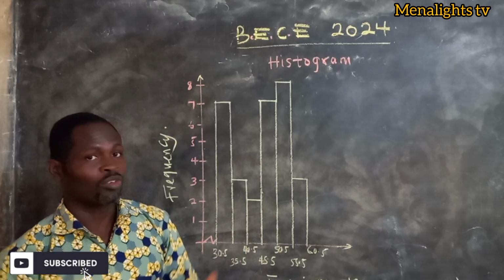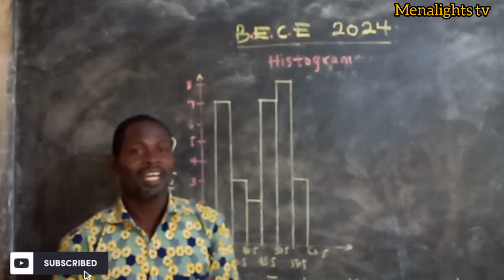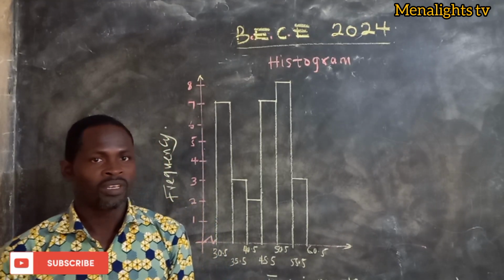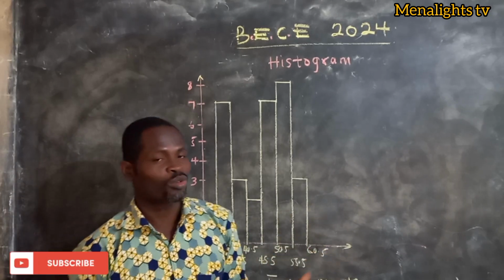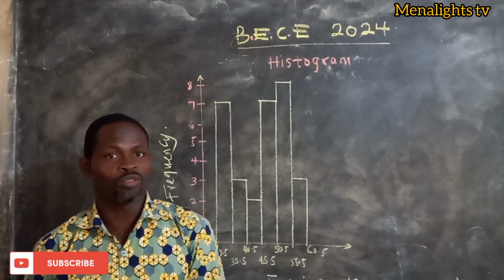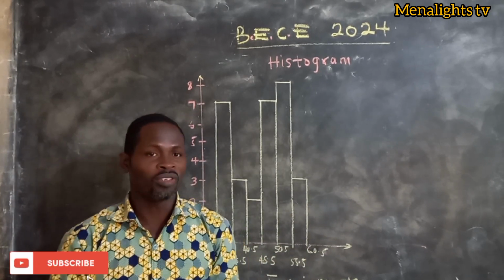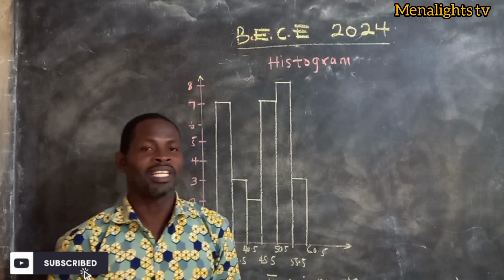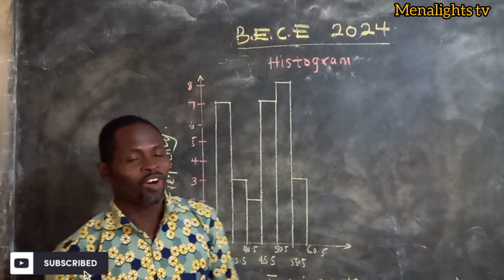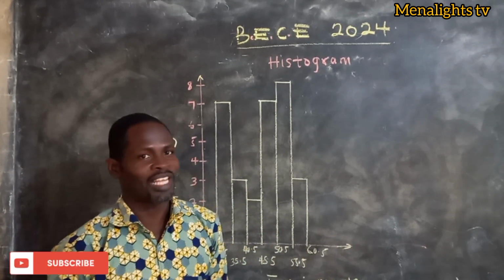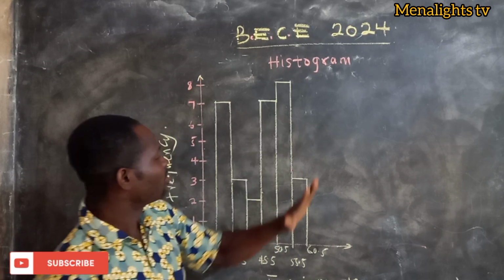Now, one thing I want us to look at about the histogram is when you are asked to estimate the mode. When you are asked to use the graph or the histogram to estimate the mode, this is what we do. We look for the tallest bar among the ones that we have drawn.